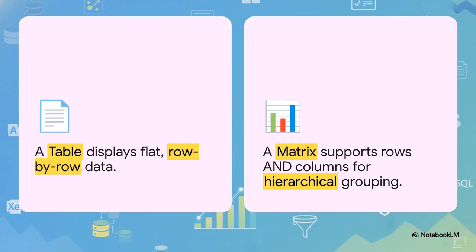When it comes to displaying that data, you need to know the difference between a table and a matrix visual. A table is flat and two-dimensional, it just lists rows of data. A matrix, however, is essentially Power BI's version of an Excel pivot table. It supports both rows and columns, which allows for really nice hierarchical grouping. If you ever want to show sales by region on the rows and break it out by year across the columns, you absolutely must use a matrix visual.